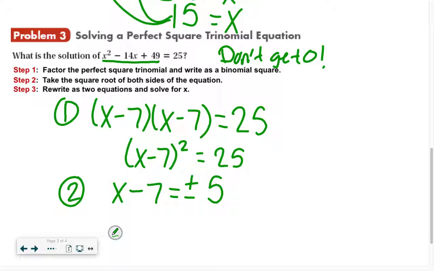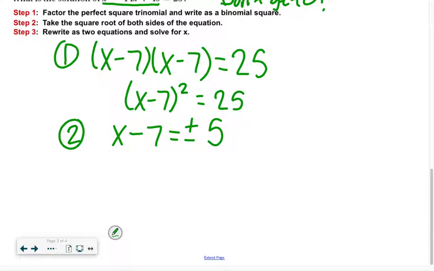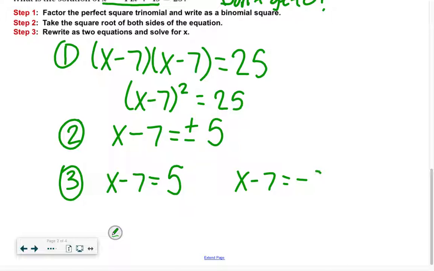Okay, so now step 3 says we write as two equations. What that means is we break up our plus or minus. So our first equation is x minus 7 equals our plus 5. Our next equation is x minus 7 equals the negative 5. Since it equals two things, we just gotta split them up. Does that step make sense? Yes. Now I just gotta solve for x.